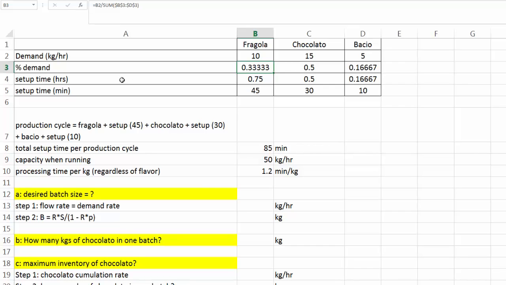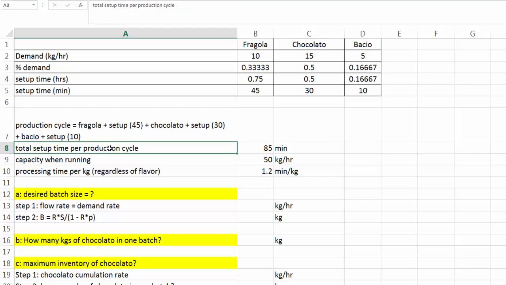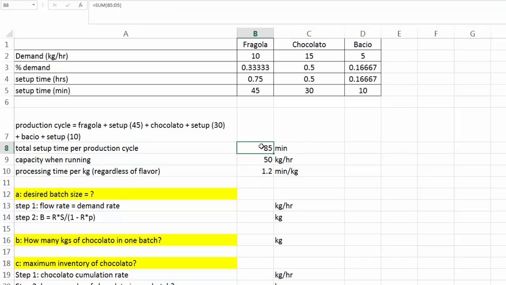And the setup time we know is in number of hours. 3/4 of an hour after producing Fragola, 1/2 hour after producing Chocolato, and 1/6 of an hour or 10 minutes after producing Basil. In this case, the production cycle looks like this. First, making Fragola, and then a setup of 45 minutes. Next, producing Chocolato, then 30 minutes of setup, and then producing Basil, and lastly, 10 minutes of setup time. So the total setup time per production cycle is 45 plus 30 plus 10, which is 85 minutes.